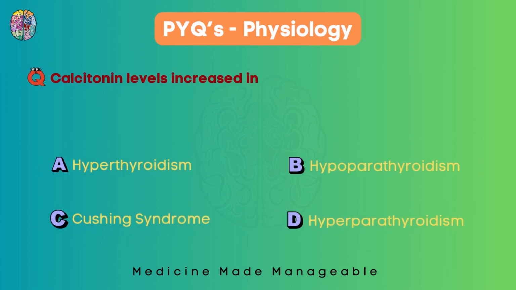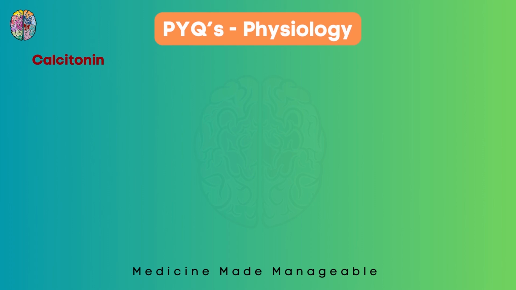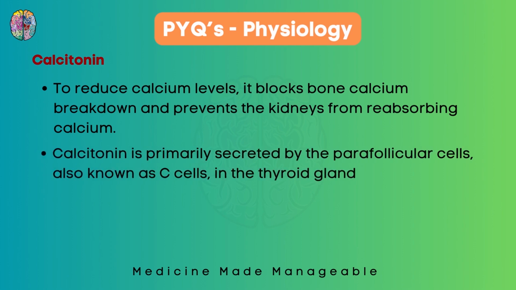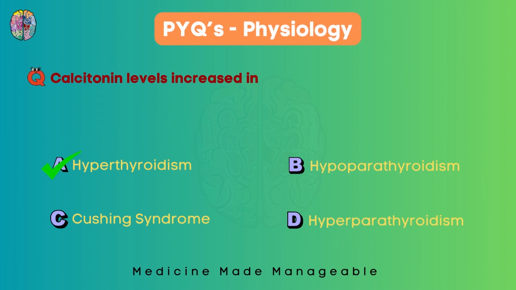Calcitonin levels are increased in hyperthyroidism, hypoparathyroidism, Cushing syndrome, or hyperparathyroidism. So what is calcitonin and what is its normal function? Its normal function is to reduce calcium levels by blocking the breakdown of bone and preventing the kidneys from reabsorbing calcium. It is mainly secreted by the parafollicular cells, also known as the C cells, in the thyroid gland. And so obviously it will increase when there is hyperthyroidism. So an easy question, our correct answer is option A.